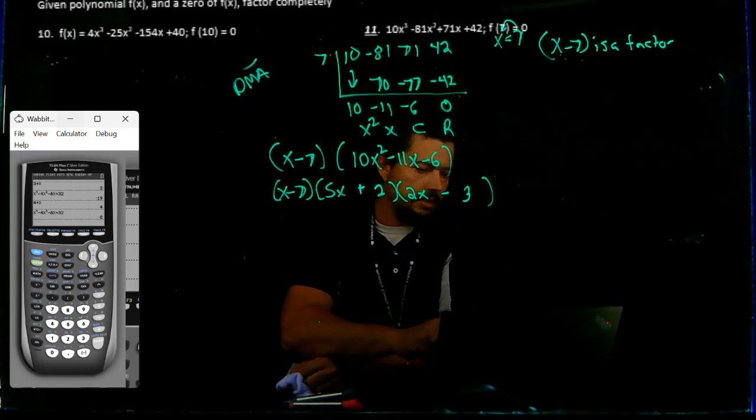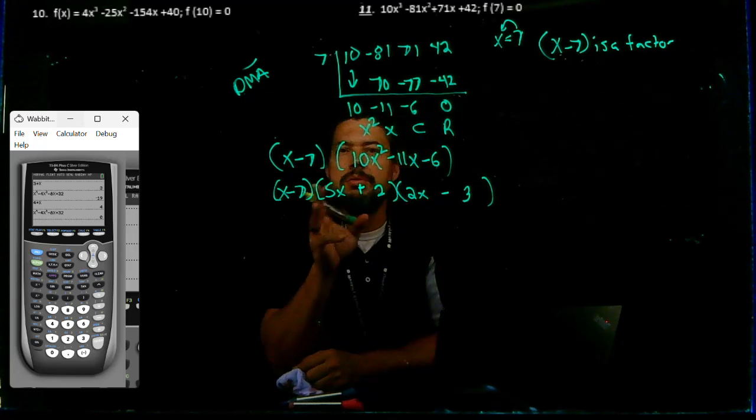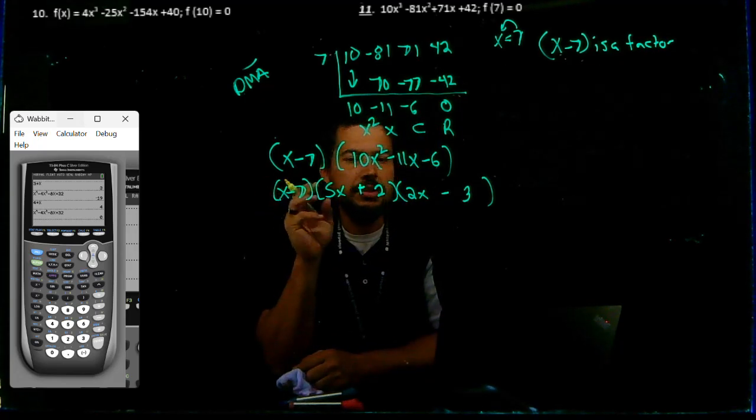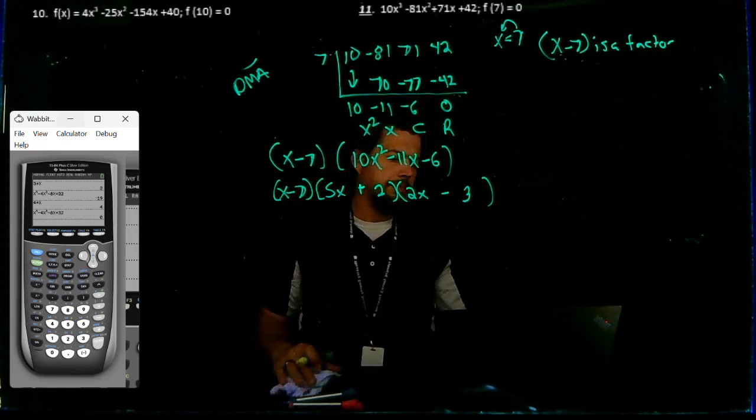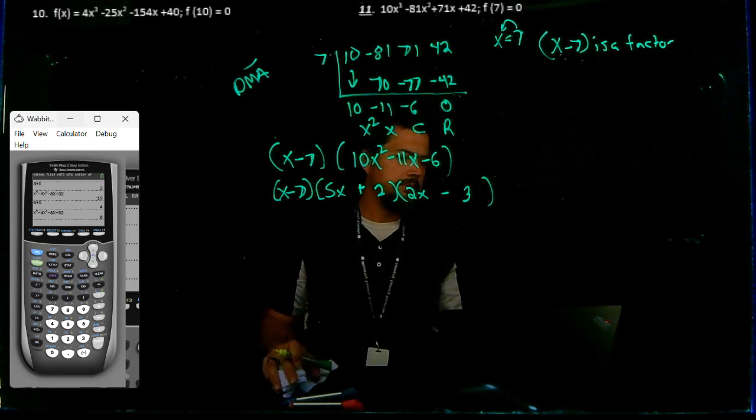Now, did I have to do anything else? No, I just had to factor it. I did not have to use zero product property. It never said solve, it just said factor. And she's factored, boys and girls. Easy peasy lemon squeezy.